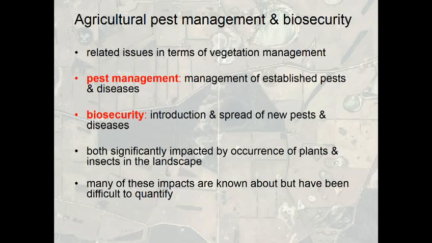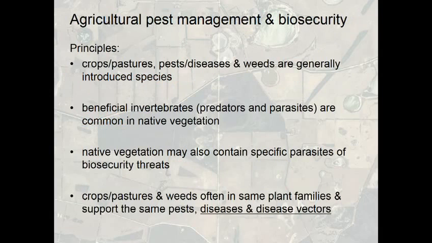We know about many of these impacts and their effects, but up till now it's been quite difficult to quantify in an economic sense. And so this is why vegetation management for these regions really hasn't been taken up yet, but we know that this is happening. So how do we know this? There are some general principles. All of these have exceptions to the rule. It's ecology after all, it's a complex system. But in general, crops and pastures, their pests and diseases and the weeds associated with them are generally introduced species.